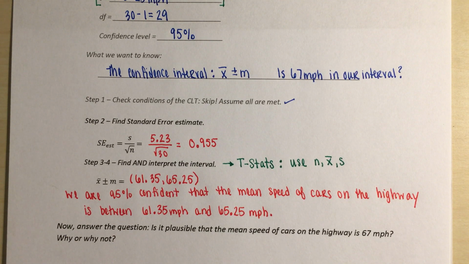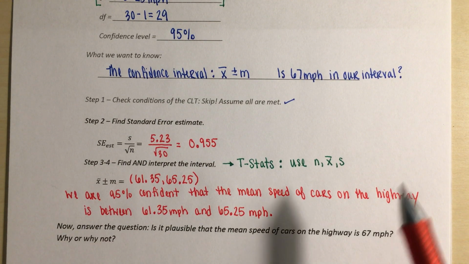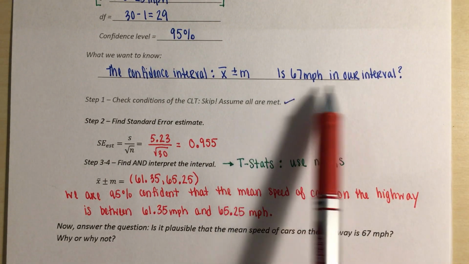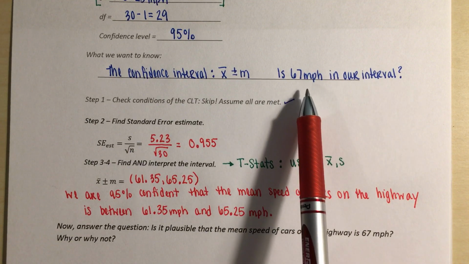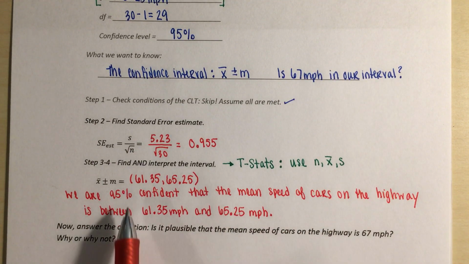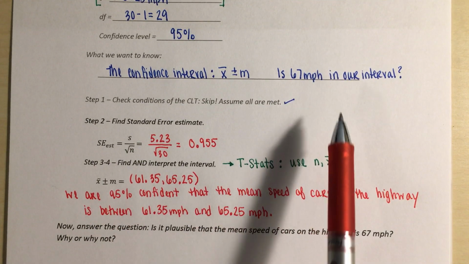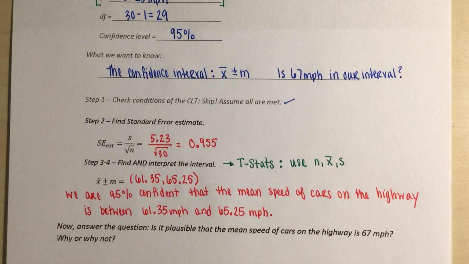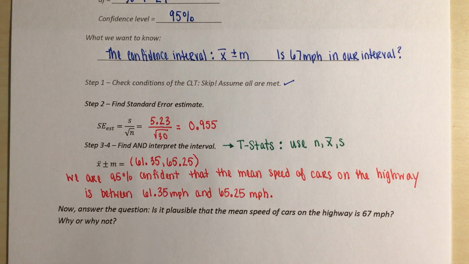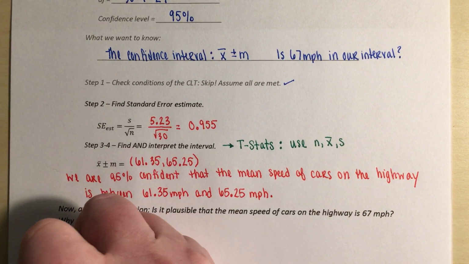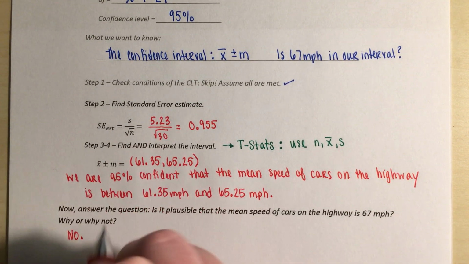All right, now we're going to answer the original question. Is it plausible that the mean speed of cars on the highway is 67 miles per hour? Why or why not? And remember, that question was related to the question that we wrote here, is 67 miles per hour in our interval? Well, if we look at our interval, notice that our interval does not contain 67 miles per hour. So to finish this off for our answer here, we are going to say, no, it is not plausible.